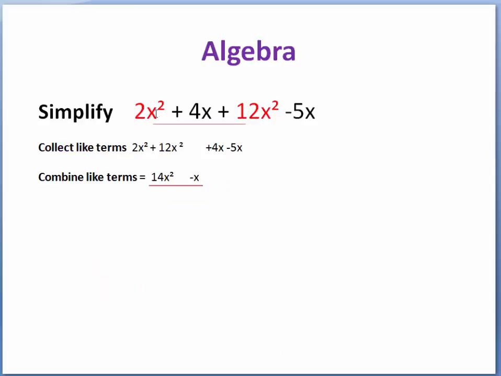Here we're asked to simplify 2x squared plus 4x plus 12x squared minus 5x. So the like terms are 2x squared, 12x squared, and 4x minus 5x. So group those together. Then combine the like terms. 2x squared plus 12x squared is 14x squared. Plus 4x minus 5x is minus x. So we get 14x squared minus x.